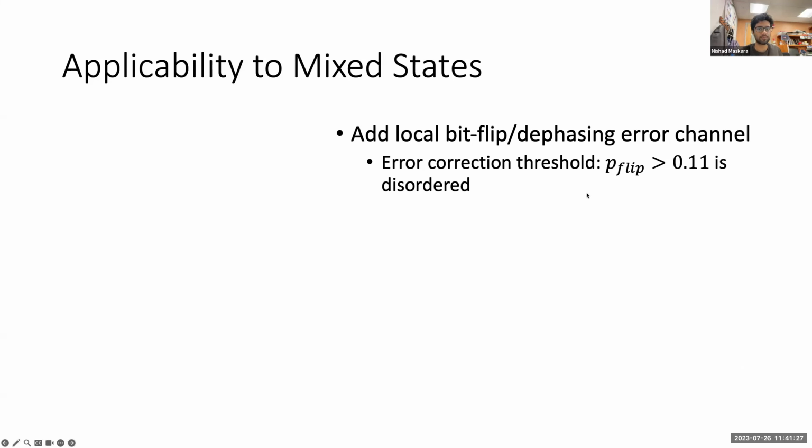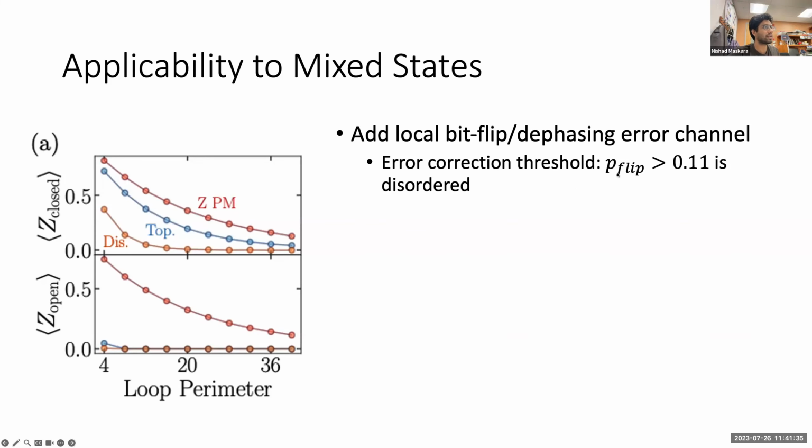One of the things that's super important if you want to do this in a real experiment is understanding how incoherent errors affect things too. So what we did is we applied a finite rate of bit flip errors and phase flip errors to our measured signal, and again measured the Z closed loops and the Z open loops as a function of the error rate and of loop size.